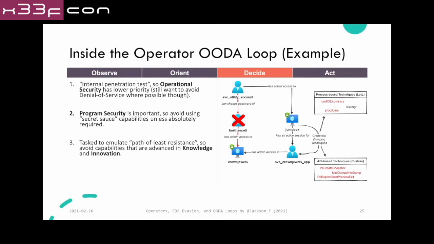We're also given some guidance to try to achieve the path of least resistance, so we could put a cap on capabilities that require higher levels of knowledge and innovation unless they're required. So what that means is we can put API-based LSASS dumping techniques on hold unless we need to use them. And we know that the EDR is great at blocking processes with suspicious command lines, so to work around that, we can use Task Manager to dump LSASS over RDP, which wouldn't create a suspicious command line.